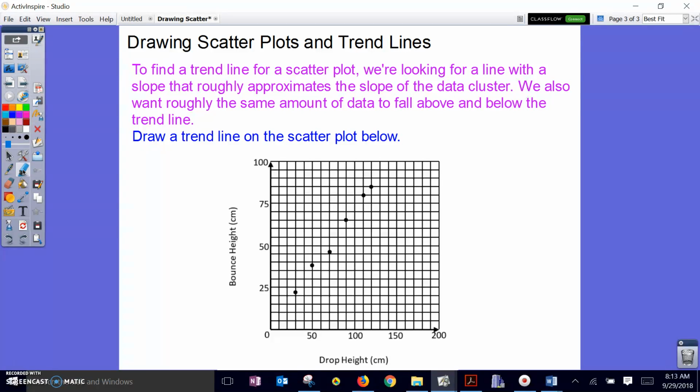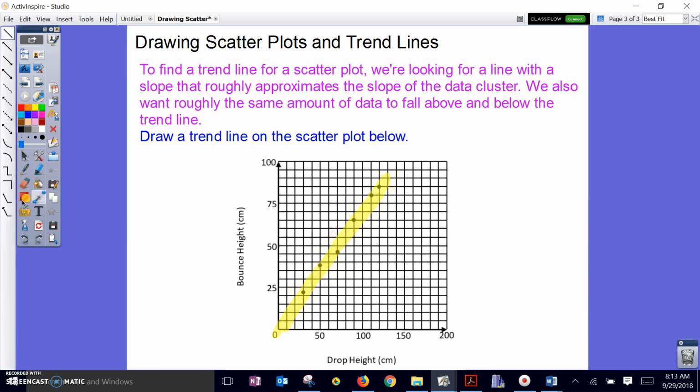So what I'm going to do here, if we look at this, the data roughly looks like it has a slope of about, somewhere in this neighborhood. And then what I want to do is I want to try and draw a trend line where roughly half the data is above and half the data is below, or the distance that the points are above and below. We roughly split that: half the distance of the points is above and half the distance of the points is below. So let's try a sample trend line here.